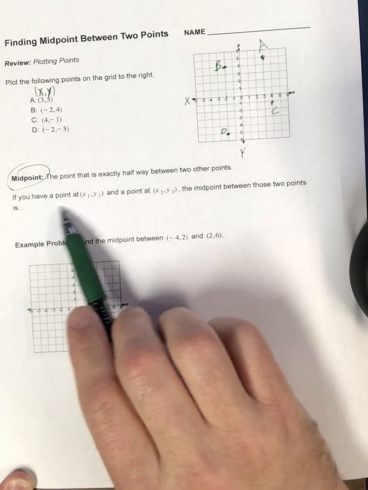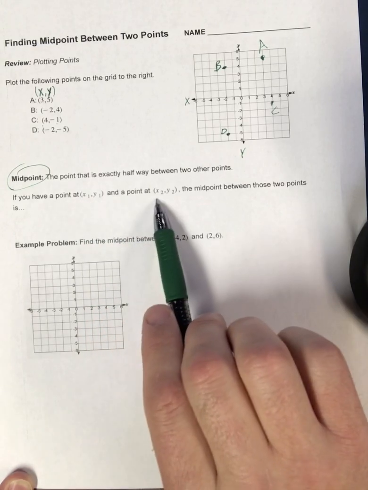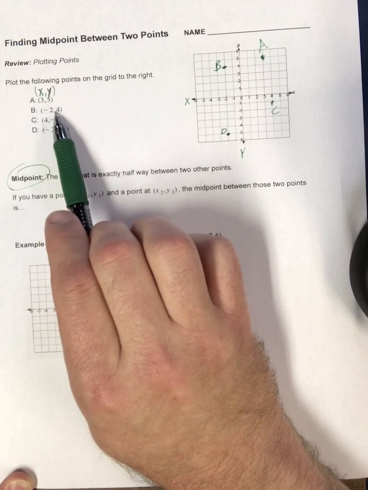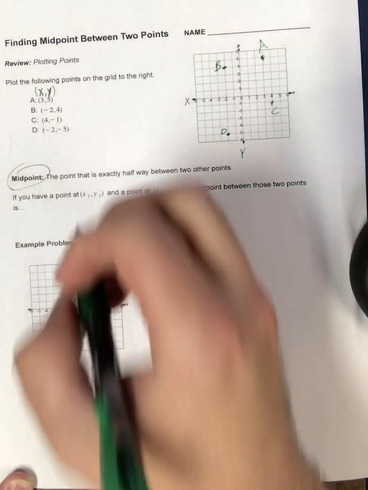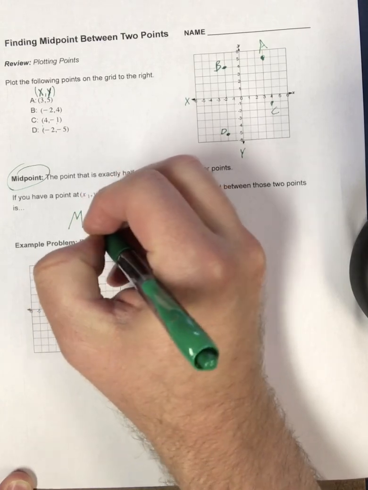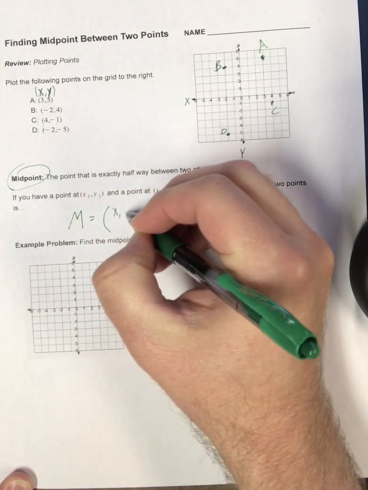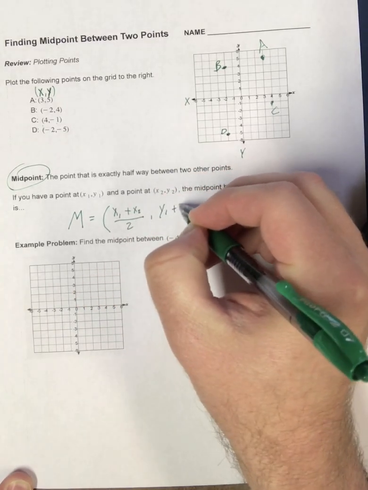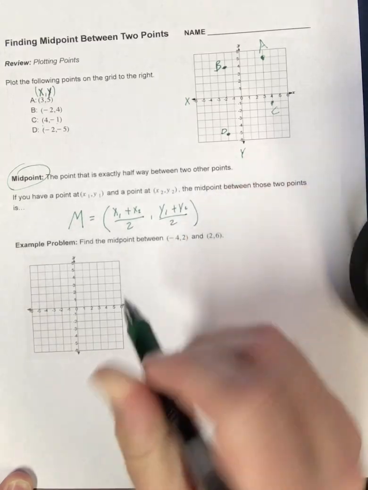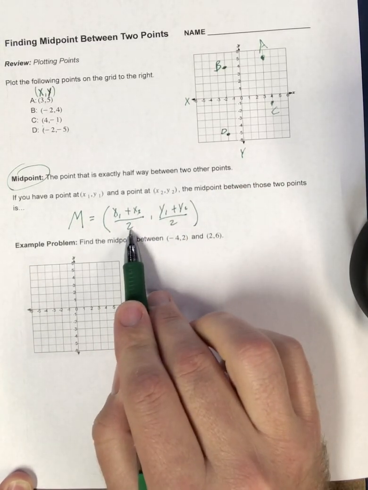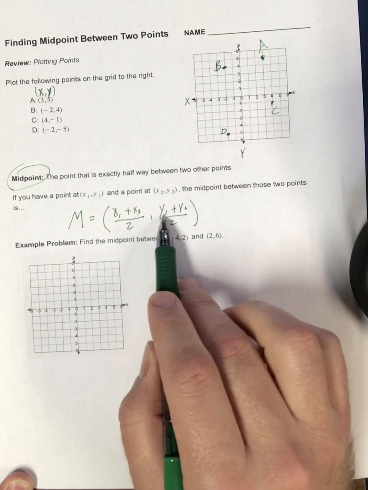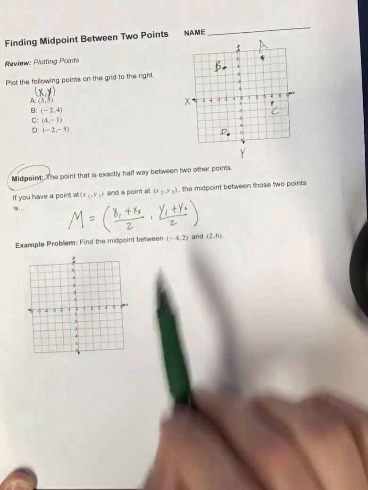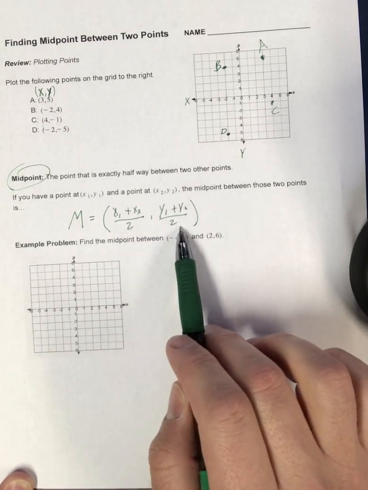So if one of the points is x1, y1, and the other point is x2, y2, then the midpoint, we label it with M, is x1 plus x2 divided by 2, y1 plus y2 divided by 2. So you add the x values together and divide by 2 to get the x value of the midpoint, and you add the y values and divide by 2 to get the y value. Because it's an ordered pair, there's kind of like 2 answers, one x and then a y.